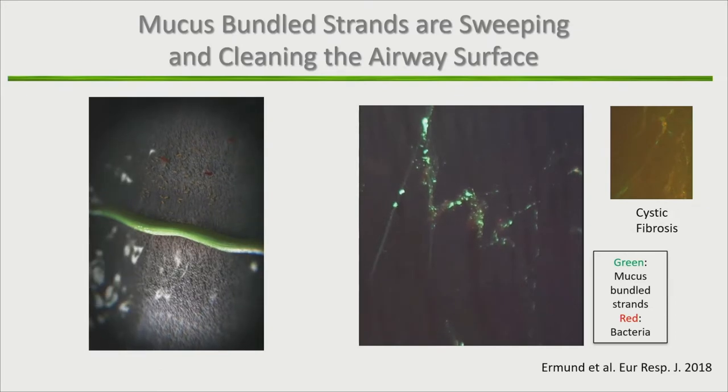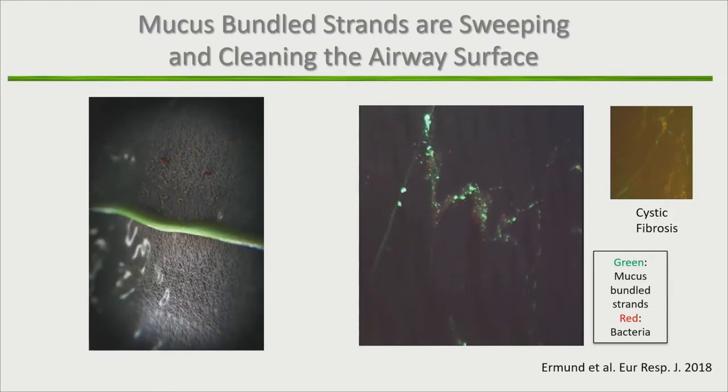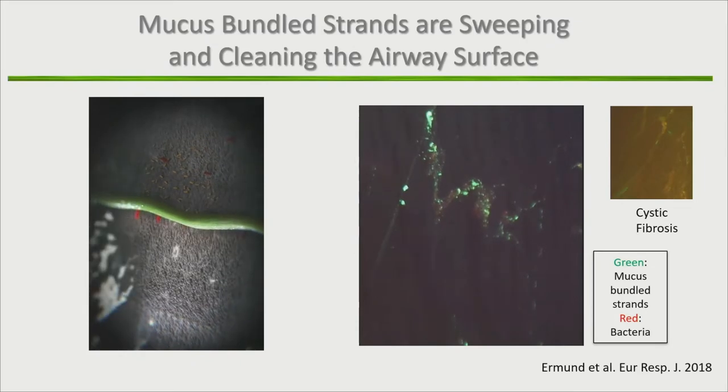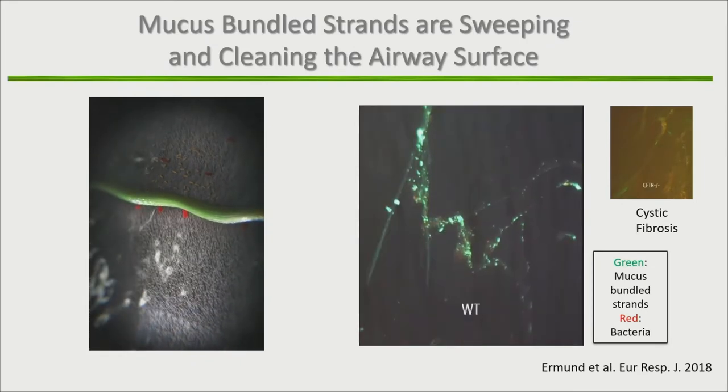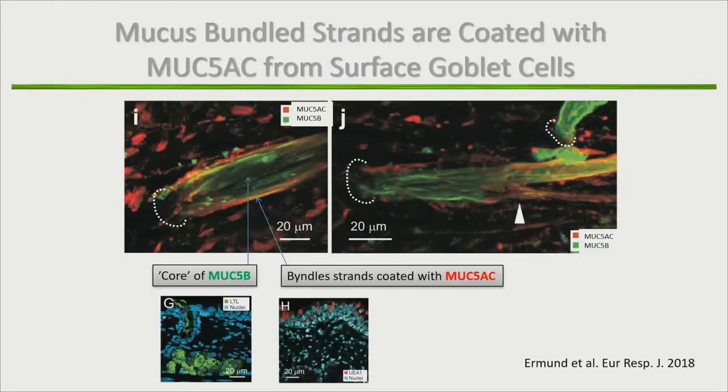And this is just a simple animation showing that the flow of the liquid is faster than the movement of these bundle strands, which are then sweeping the surface. And these bundle strands are really MUC5B in the central part here, as you can see. This is confocal, so it's cut through. And here you have the 5AC mucin on the surface coating, and most likely being one of the reasons why it's held down onto the surface. But here we really don't know exactly how this works, and it's really a kind of a mystery.